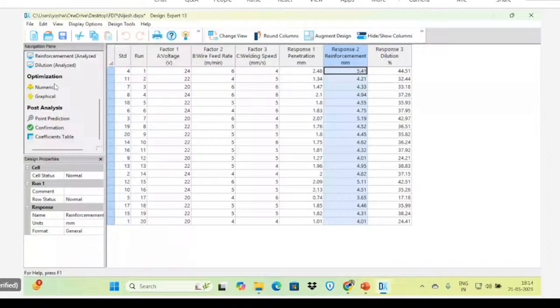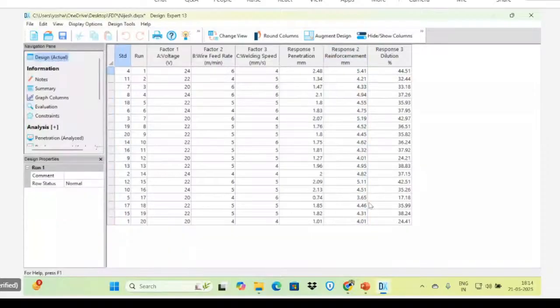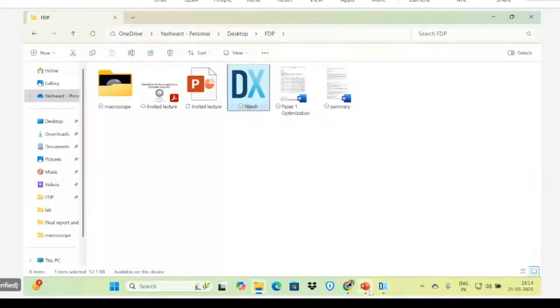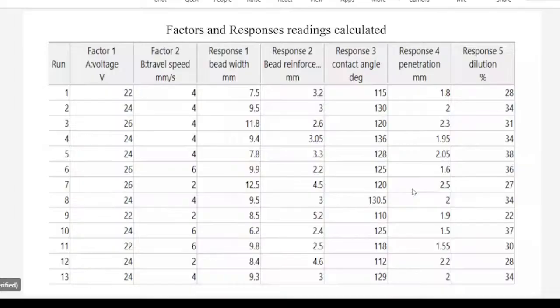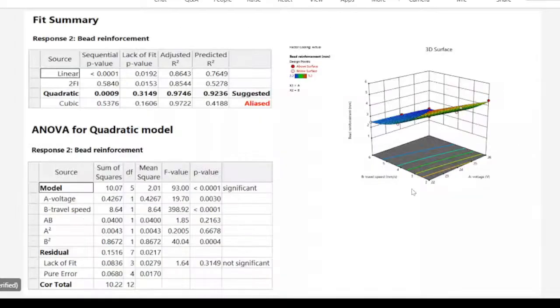So this is all about the optimization in Design Expert. We can get the output of Design Expert. One second. So these are the outputs we can get. This I have already told.